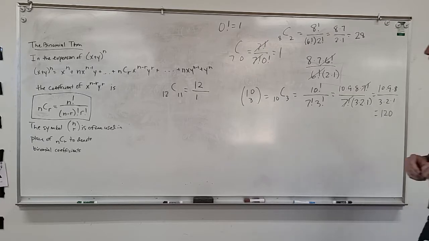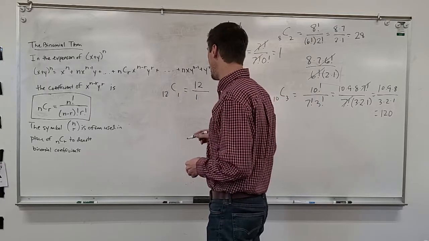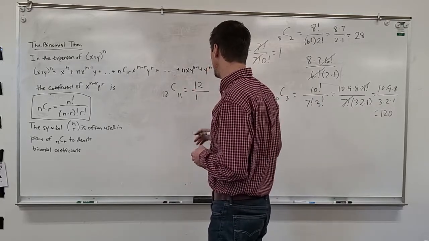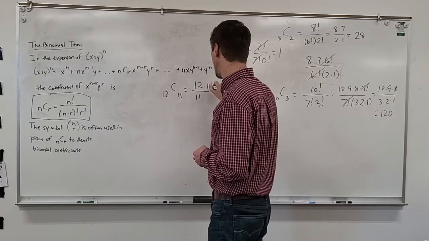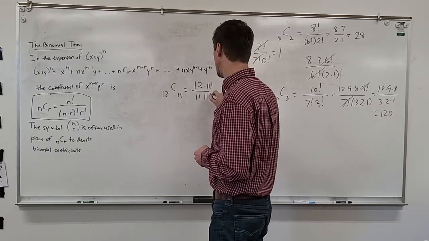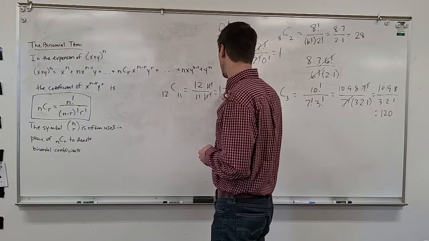The better one would have been to do this one first, but let's go ahead and do this one because we've already started it. So if we do that, this is 12 times 11 factorial, and then we've got 11 factorial here. So those cancel out. So it's just 12 over 1, which is 12.